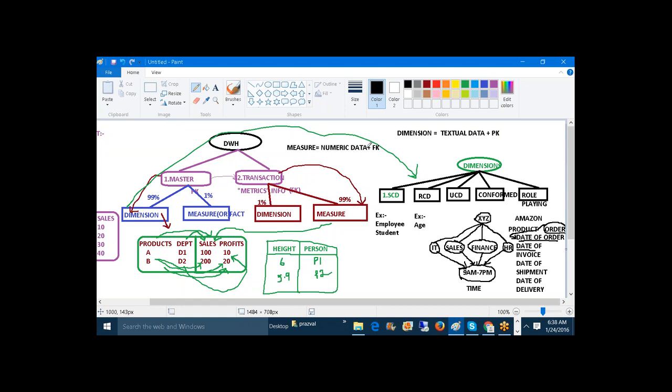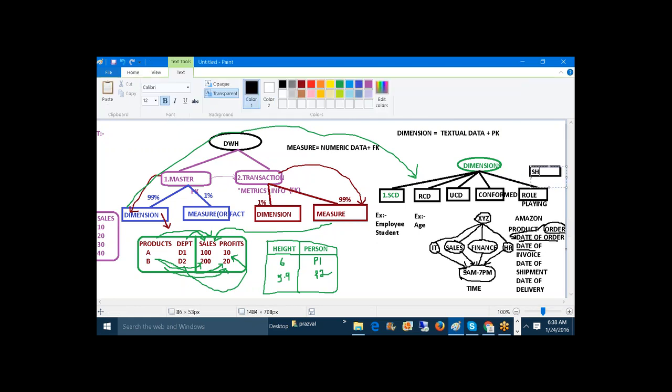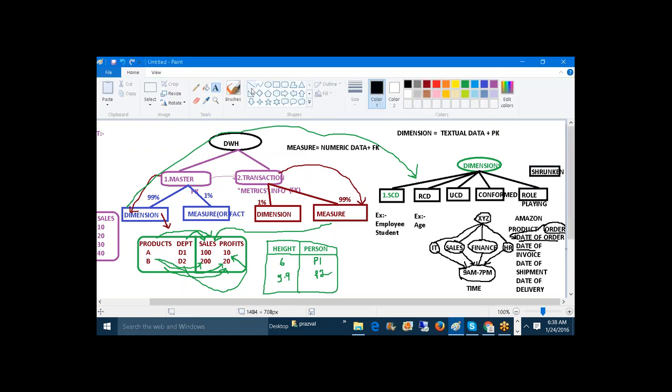Next, the sixth type of dimension is shrunken dimension. So what is shrunken dimension? The subset of one dimension is known as the shrunken dimension.